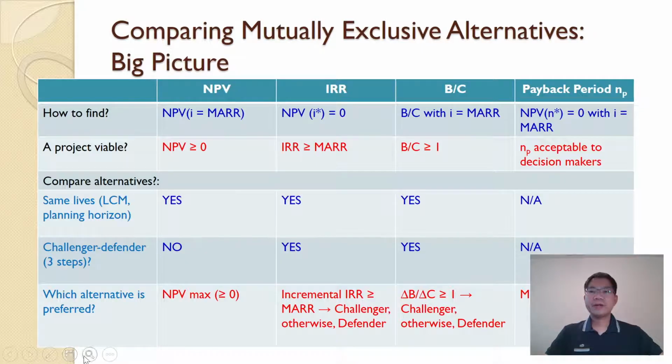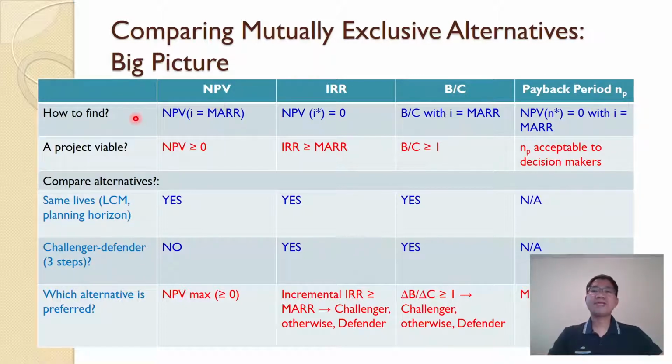So comparing mutually exclusive alternative, a big picture. So we have 4 methods we already discussed: NPV, net present value; IRR, internal rate of return analysis; BOC, benefit cost; and NP, payback period. And you go to the previous lessons and today's lesson to learn what is that about. But here, big picture, summarize what we learned.